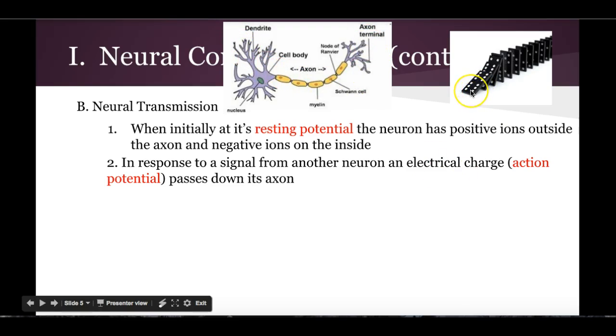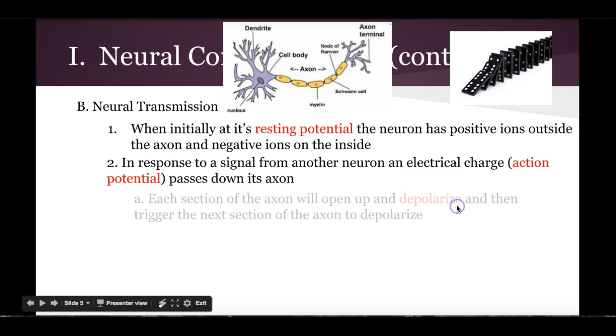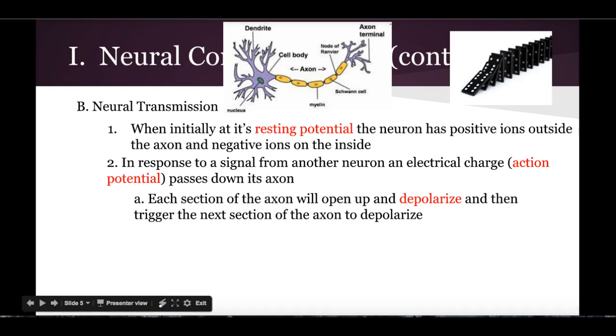For my dominoes, I hit that first domino, okay, and the action potential travels down the rest of the dominoes. So what happens is that each section of this axon, and you'll notice they look like little sausages on this model, and that's truly what they look like, the sides of each section become permeable, and all of a sudden we have what we call depolarization as the action potential travels through.